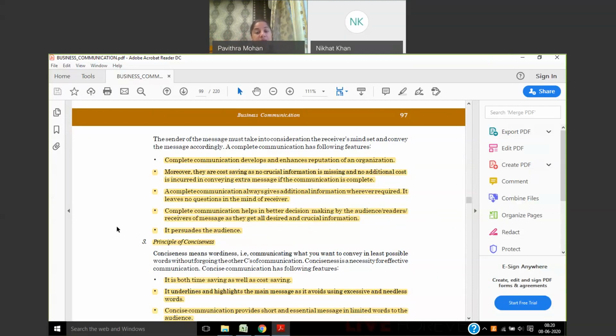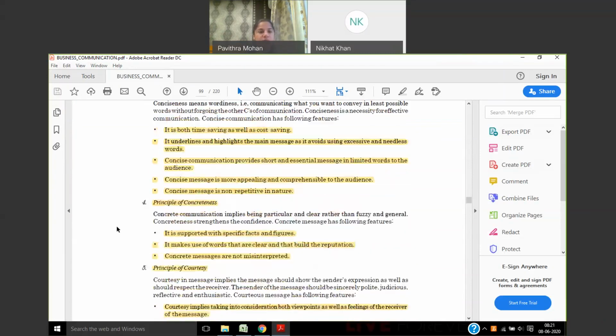Complete communication helps in better decision making by the audience, readers, or receiver of the message, as they all desire the crucial information. So it becomes easier for me when I pass on the information as a sender. Let it be that my receiver is an audience, a reader, or a receiver of certain information. If he gets the entire information, then it becomes easier for him to make better decisions. It persuades the audience to do what the sender intends. The sender is asking them to do a particular work, and it helps the receiver to do that work.